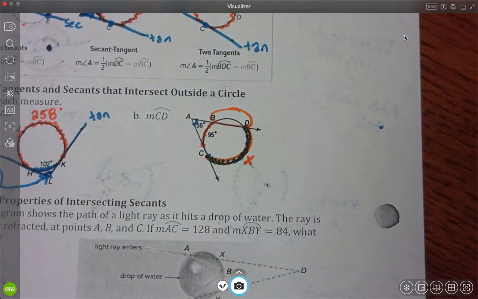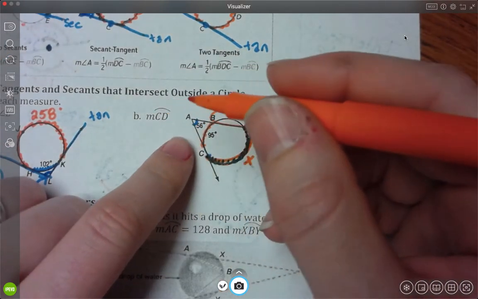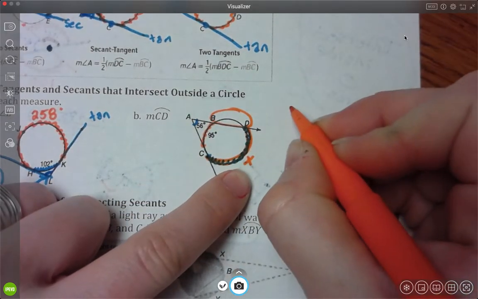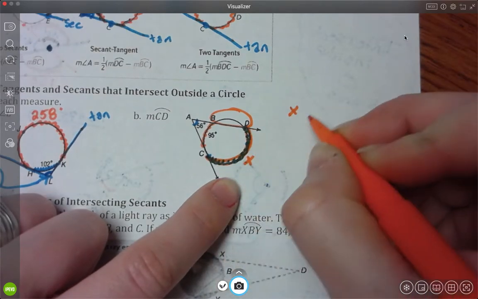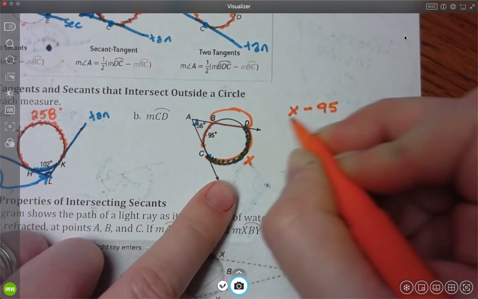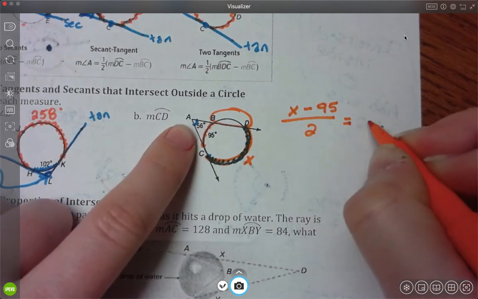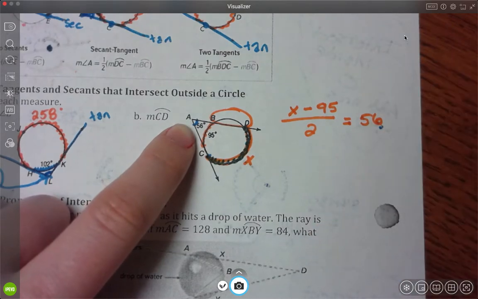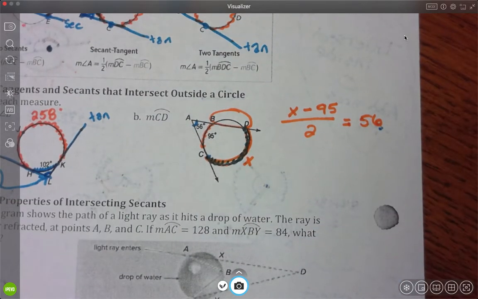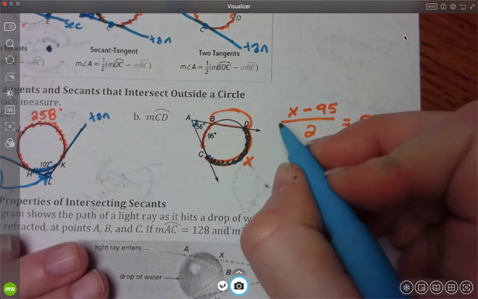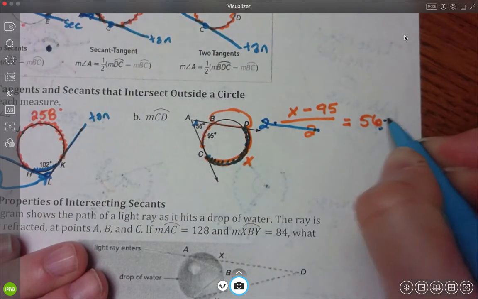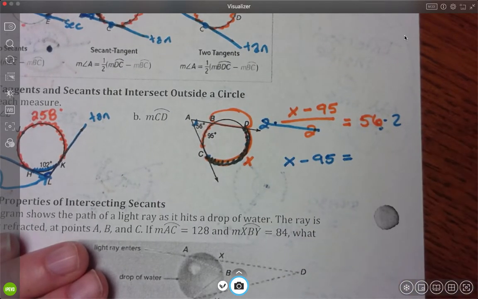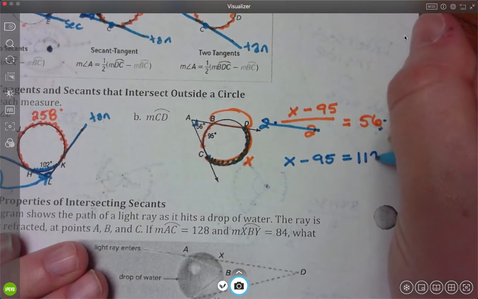Okay, and so to find him, or to set up an equation for this scenario here, what we would do is we would take X, the bigger arc, we would subtract 95 and divide that by 2, and that would give us 56 degrees. Right, that would give us that angle in there. So I've just set up my equation here, and I'm just going to work it backwards, kind of like we did on an example on the front side here. Okay, I'm going to multiply by 2 to get that 2 to go away. So X minus 95 is going to be 56 times 2, which I think is 112 degrees.